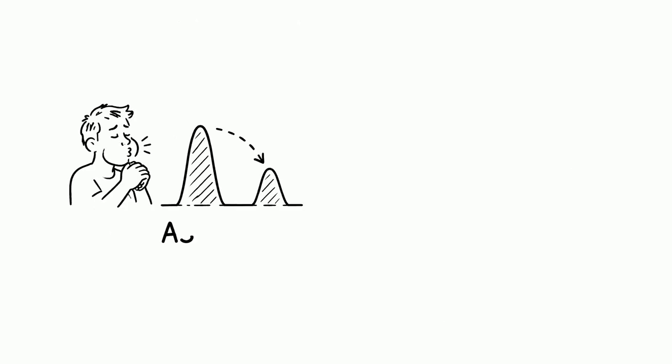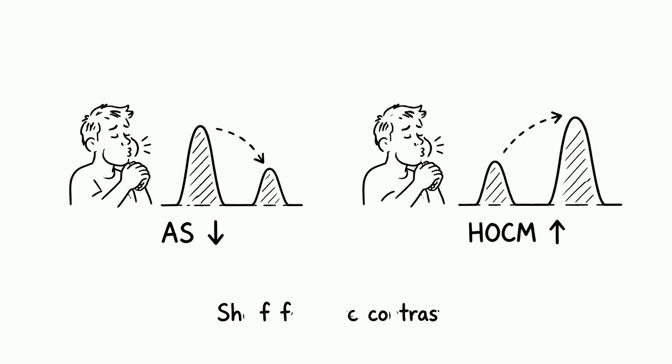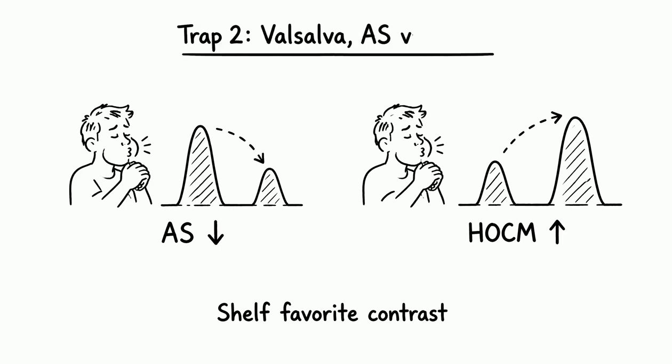Second trap, compare stenosis with hypertrophic obstructive cardiomyopathy. With Valsalva, the aortic stenosis murmur gets softer. HOCM does the opposite and becomes louder with less preload. That contrast is one of the most tested murmur questions.